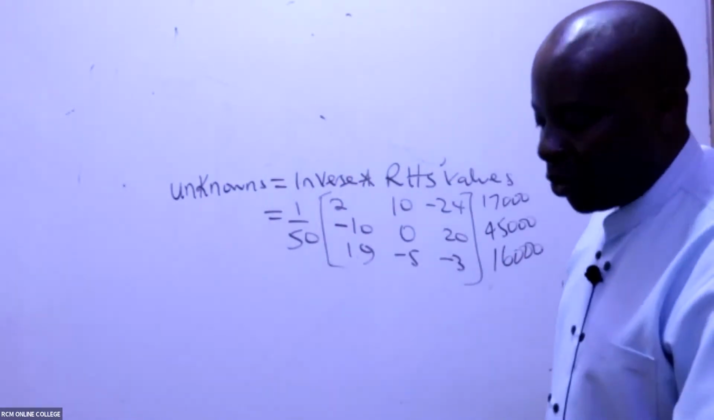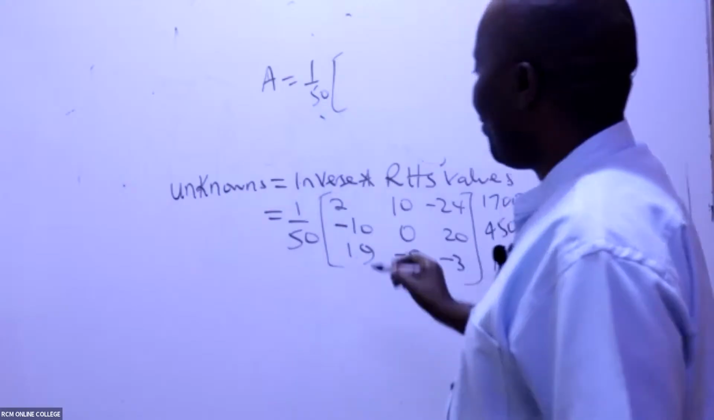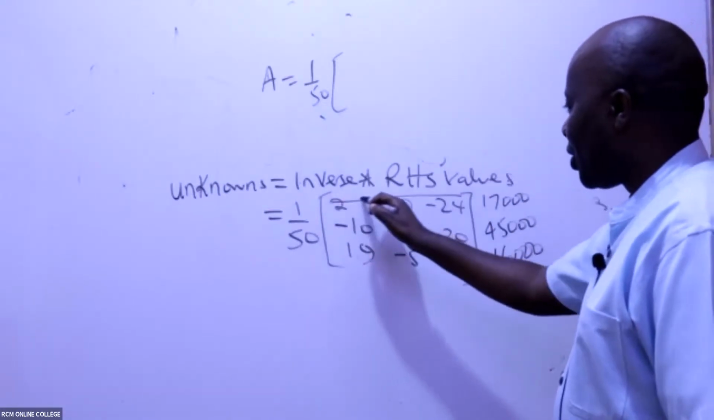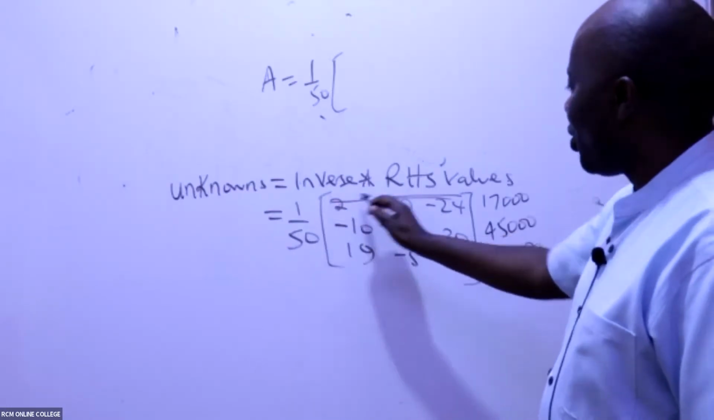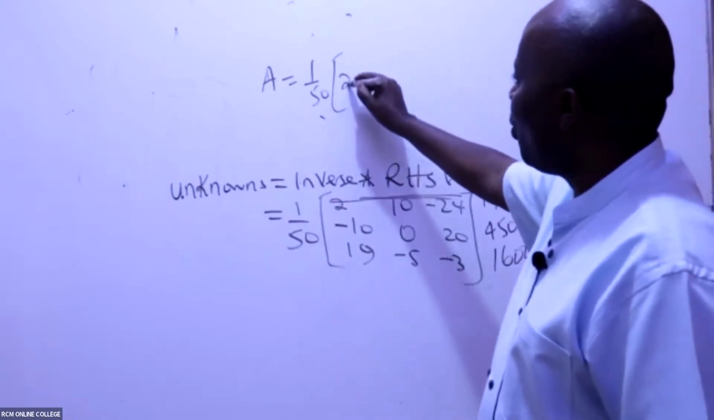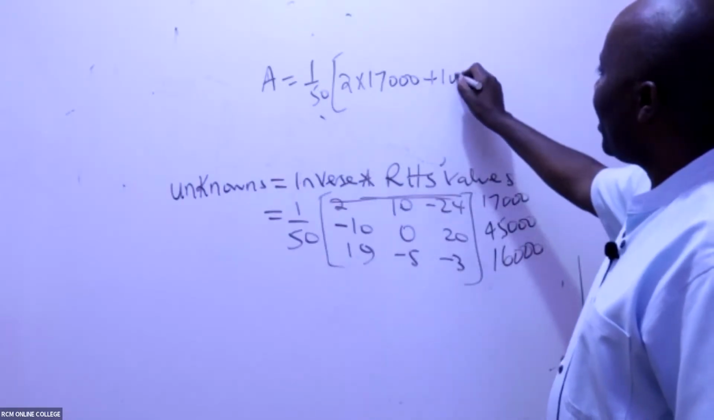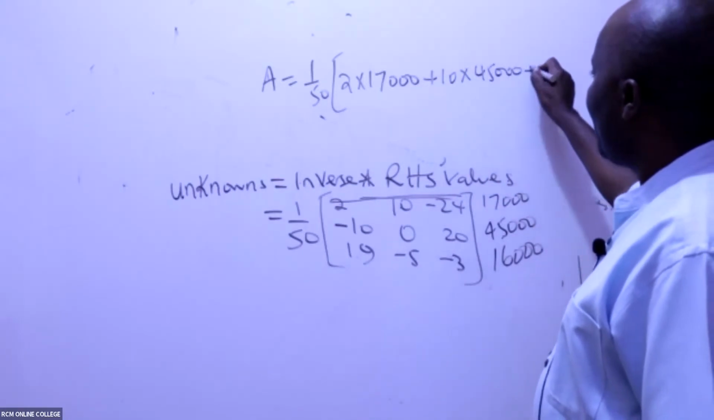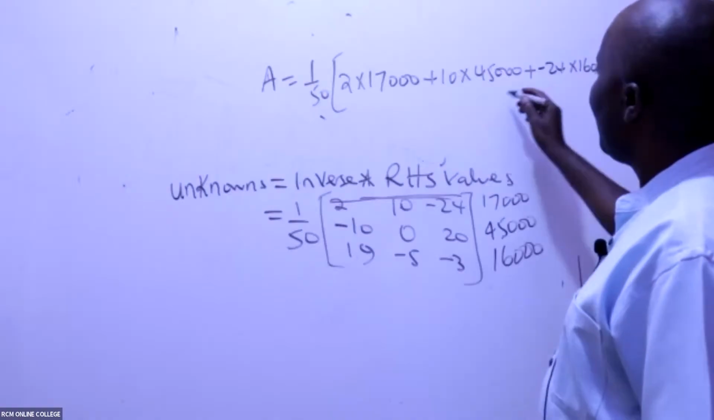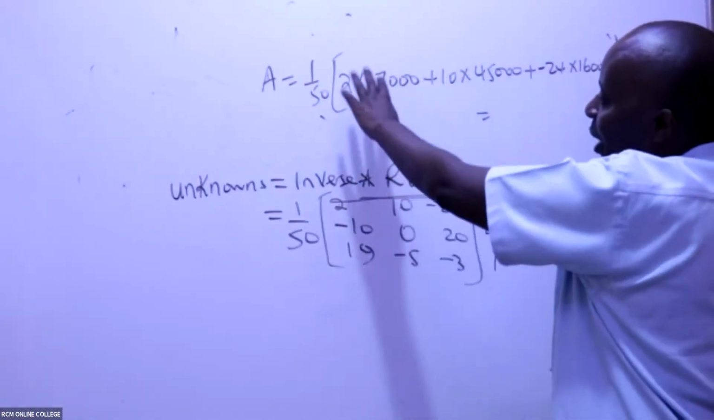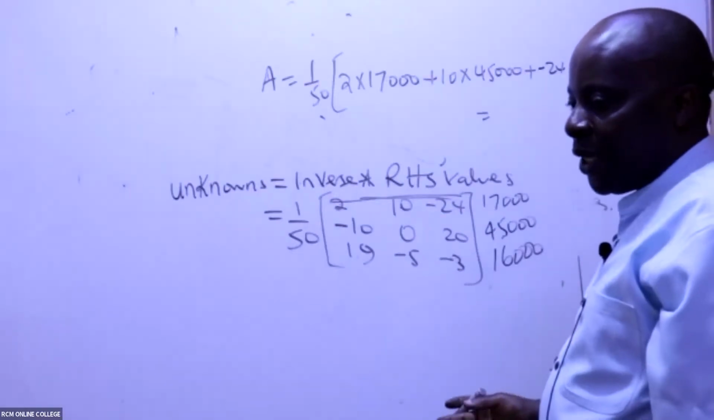The first unknown was A. So A will be 1 over 50 into, and remember, in multiplication it's row times column. So the first one will be 2 times 17,000, plus 10 times 45,000, plus minus 24 times 16,000. First get what's inside, and then whatever you get, you divide by 50. What answer do we have?